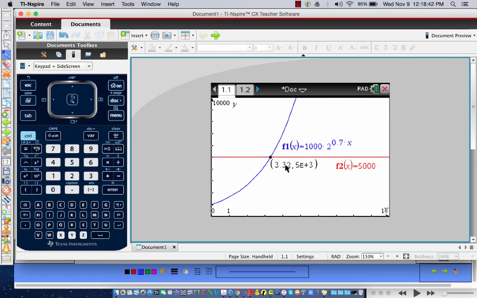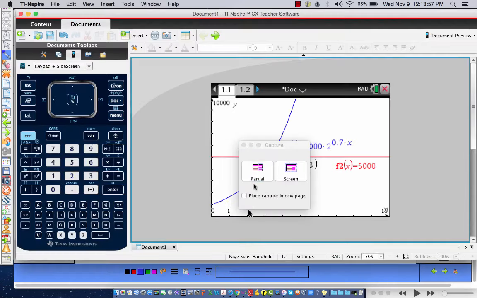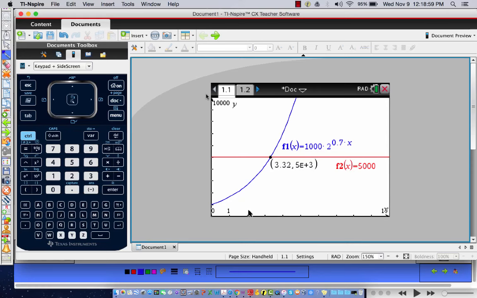And it shows 3.32 weeks, which is our solution. I just don't have my calculator set. That's actually 5 times 10 to the third power, which is indeed 5,000. So let's get a picture of that. So we have it as our solution, confirming our findings with a graph.